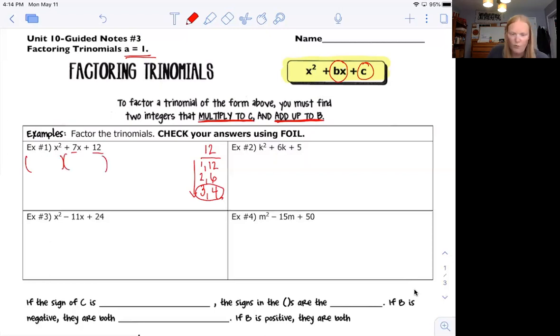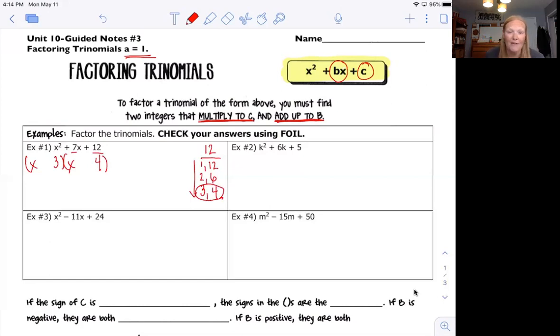Remember, FOIL was when we did first, outside, inside, last. So I set it up. The only way to make x squared is x times x. So I'm going to put an x in the first parentheses and an x in the second parentheses. We decided on 3 and 4, so I plug in a 3 and a 4. It doesn't matter where you put them. I just put them in the order they are in my little list under 12.